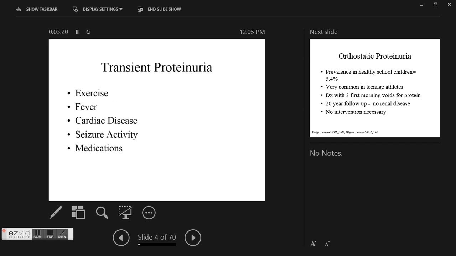It's very important to recognize, once you've done your test and you've got a positive test for proteinuria, what are possible etiologies. And the first thing you want to make sure is, is it real? Things that cause transient protein especially are exercise, fever, cardiac disease, seizure activity because of the muscle release, muscle breakdown, and certain medications can certainly do it as well.